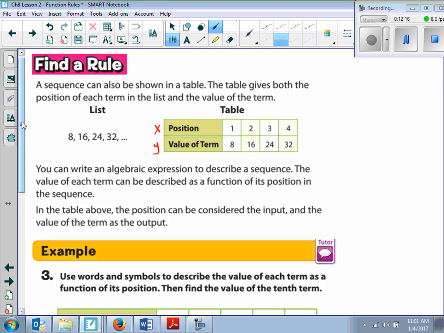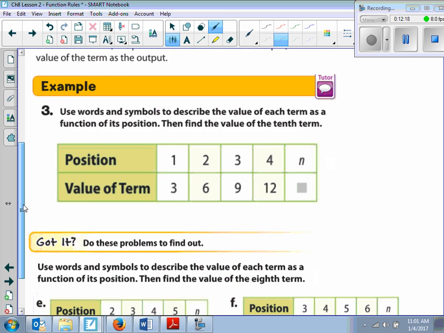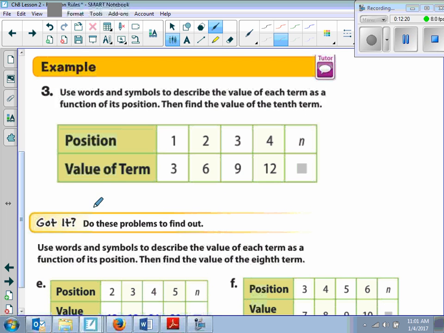So let's look at these examples. Well, this example. It says, use words and symbols to describe the value of each term as a function of its position. Then find the value of the 10th term. Okay, so here we want to figure out what is the function rule. Okay, the way we do that is we look at the patterns in the table.